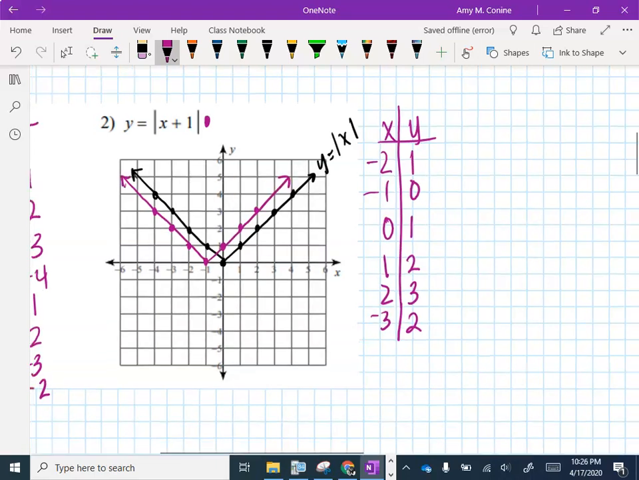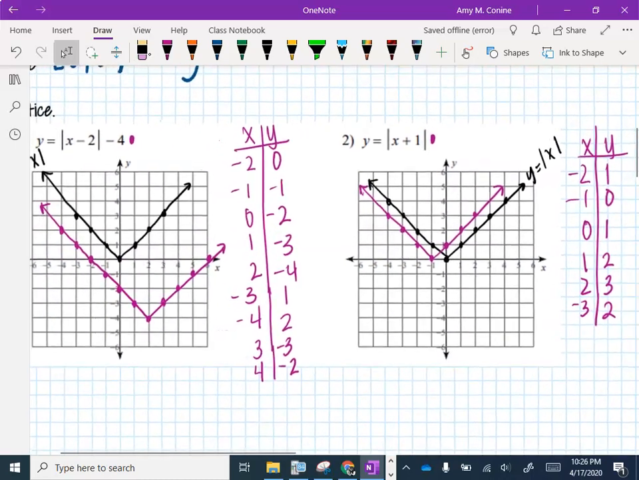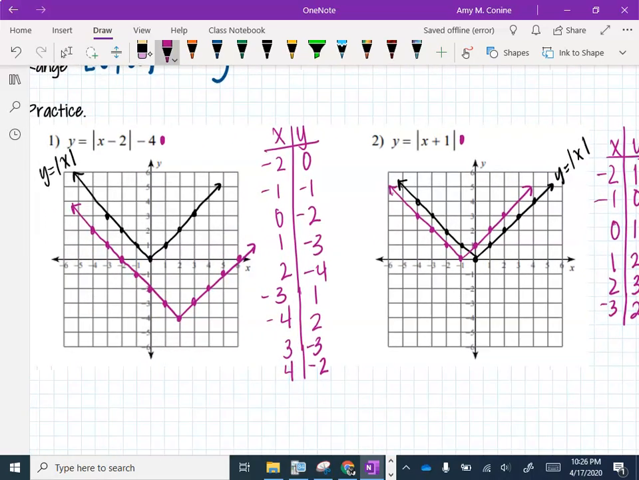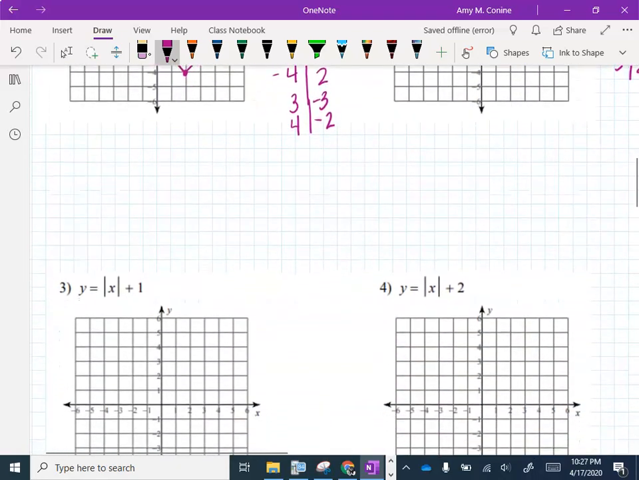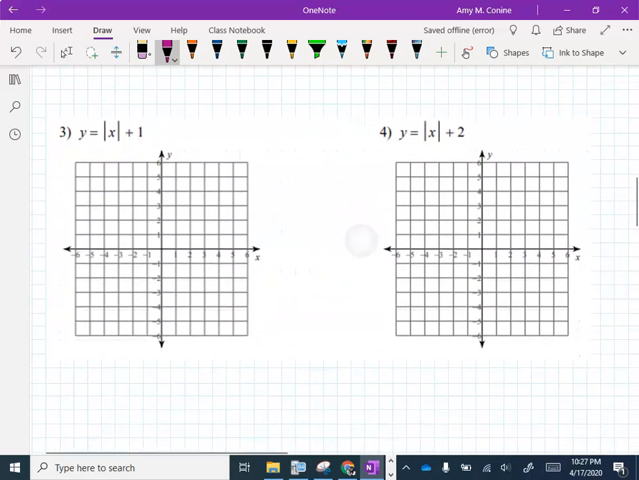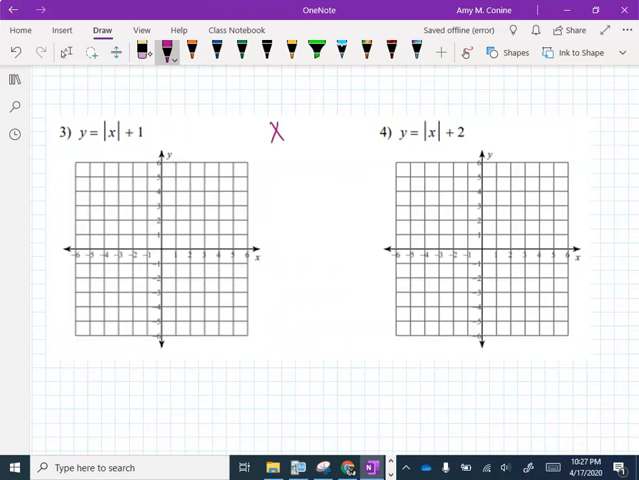So taking a look at 1 and 2 on here. For 1, if you look, my graph shifted right and down, right 2, down 4. And for number 2, it shifted left 1. So I want you to keep that in mind. Look at where you start and where you end. Okay? So I want to take a look at number 3. So number 3, very similar. It's absolute value, except the plus 1 is on the outside. So again, I'm going to put my parent function in. You need to do the same thing.